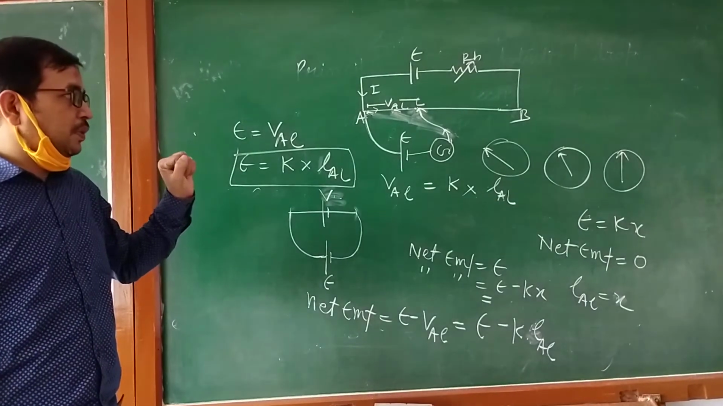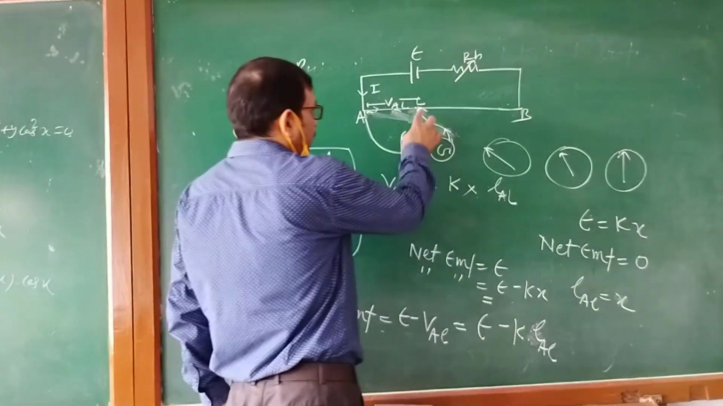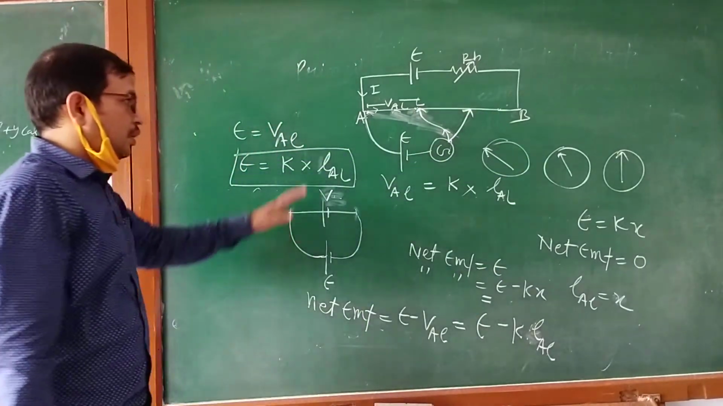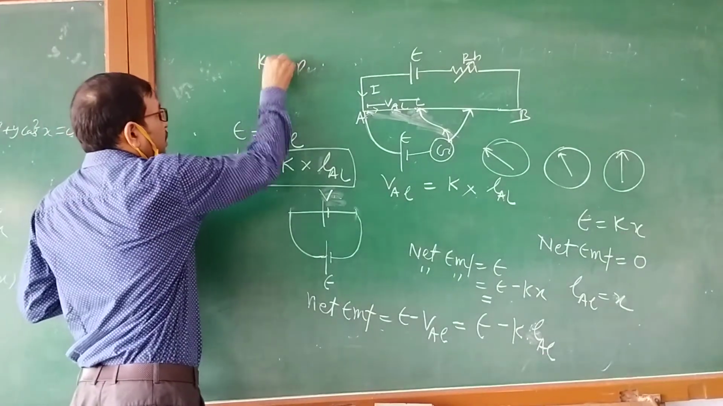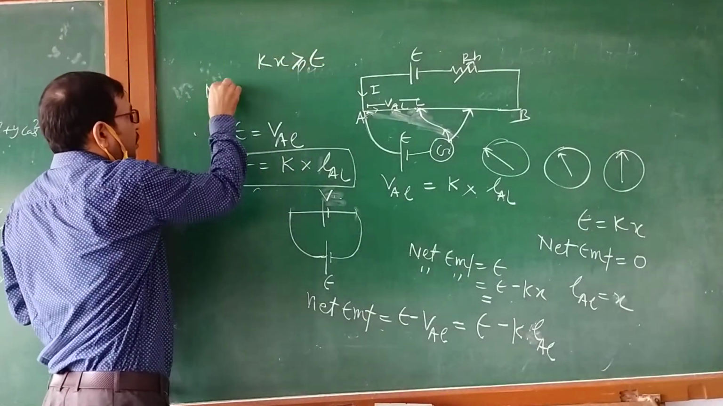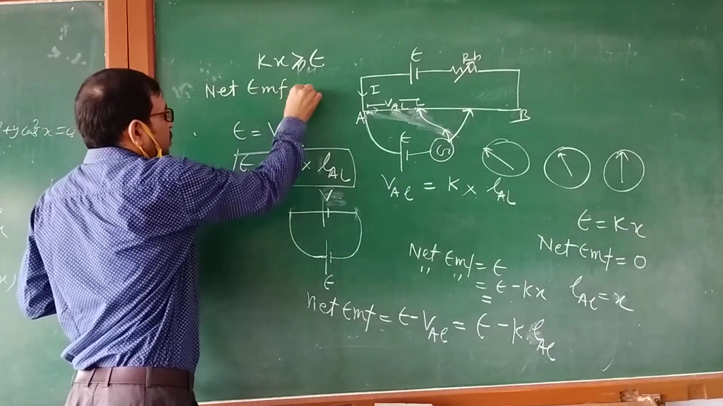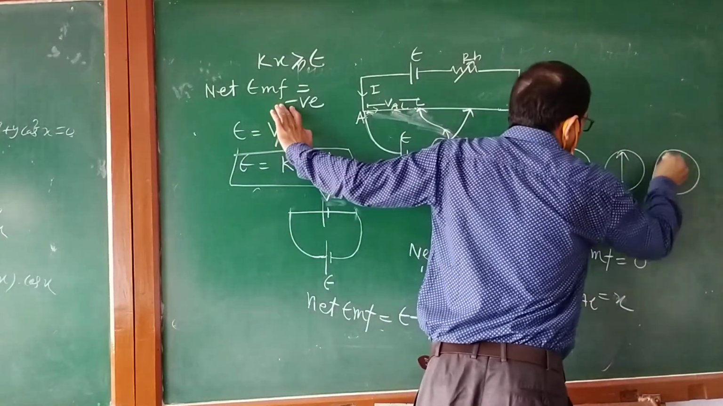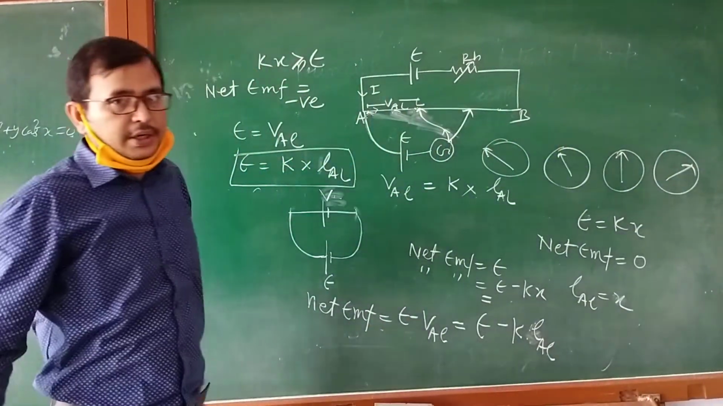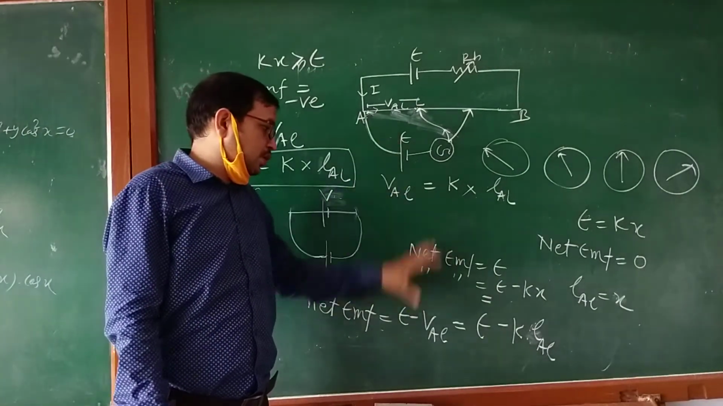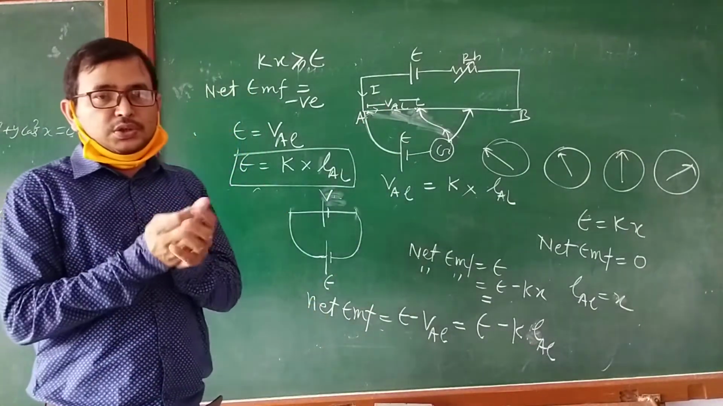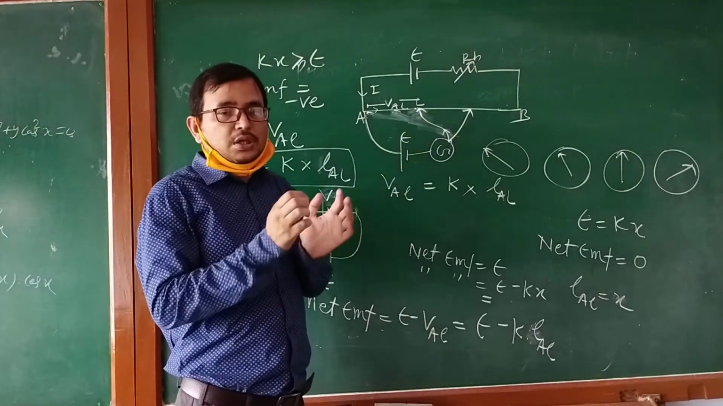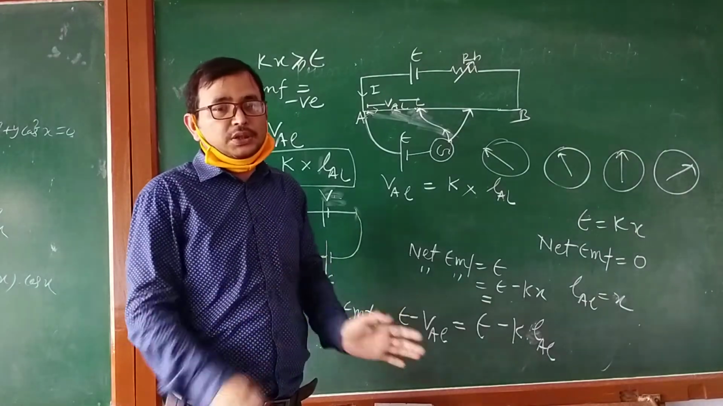Clear? So I have told you in the experiment also how the deflection is going on. Suppose you are touching the galvanometer somewhere in the right side. In that case, Kx will be greater than E. So the net EMF is negative, and when it is negative, the galvanometer will show deflection in the opposite direction. In this way, things go on, and if you have understood what I have told you, it will help you a lot in the experiment to understand things.